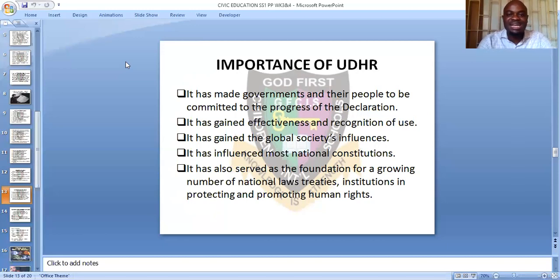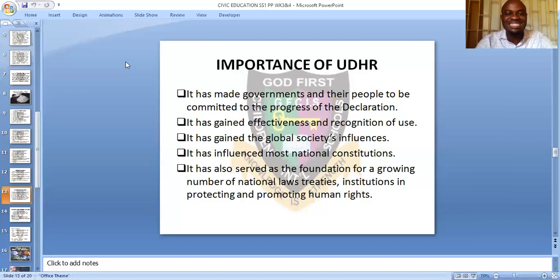Another importance is that it has gained effectiveness and recognition of use because there are some agencies which are standing by, that any nation of the world that does something to abuse the citizens' rights, such nation will pay for it. Such nation will be taken up, and will actually pay for whatever it has cost the citizen. So everybody is saving their head. They don't have any choice other than to recognize the declaration because it is universal. It is obtainable all over the world.